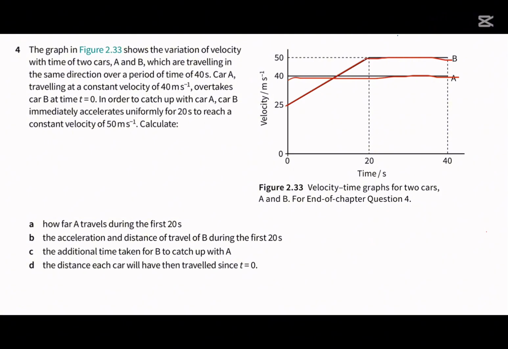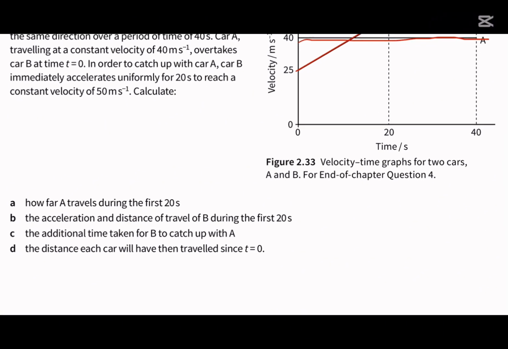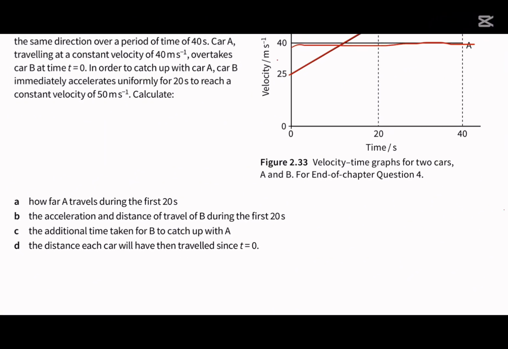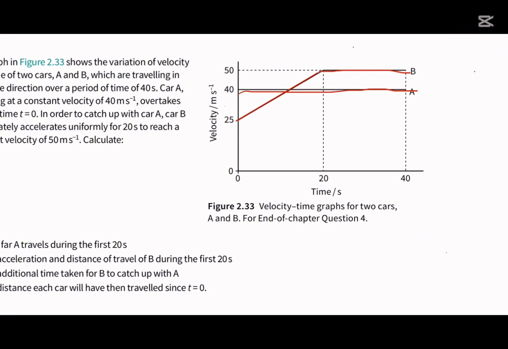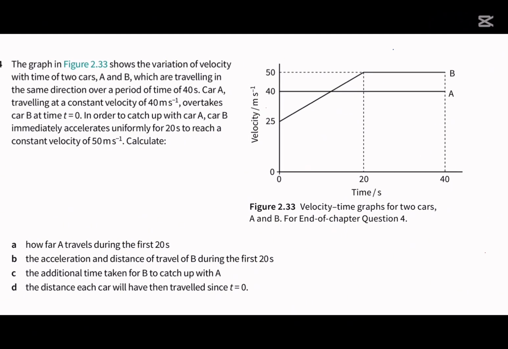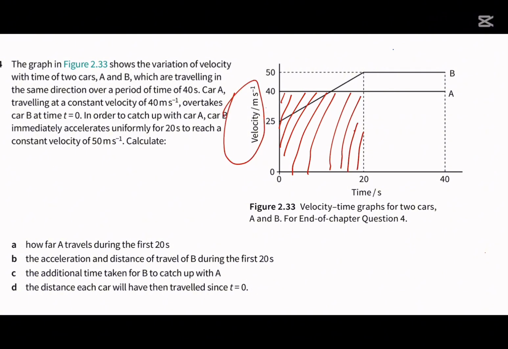Alright, let's see what I have to calculate here. Part A: how far A travels during the first 20 seconds. Let me delete this. To find the distance in a velocity-time graph, we find the area under the graph.